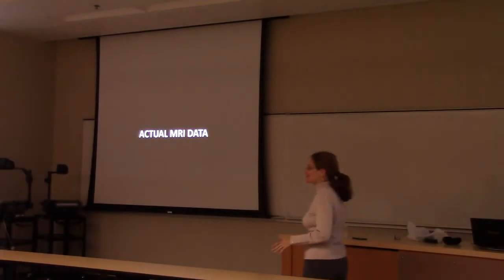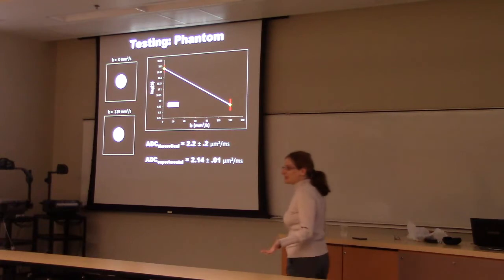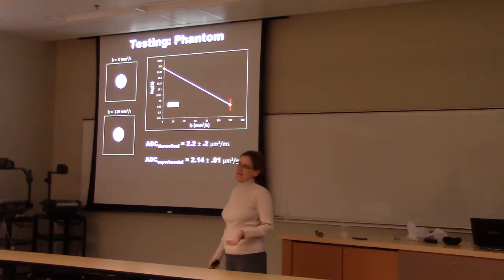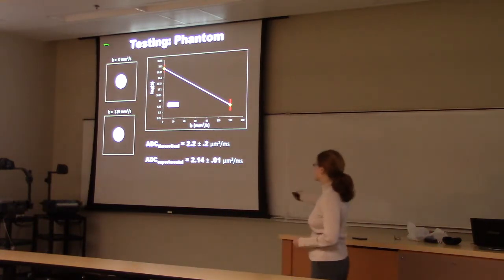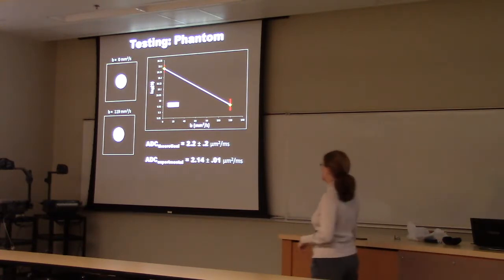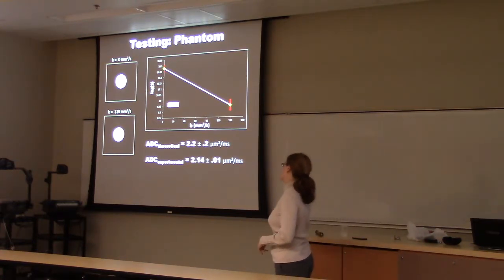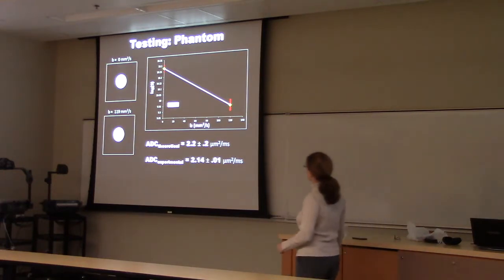So how did it work with the real MRI? So the very first thing to do is put in something you know and make sure it works. So we know what we should expect for a tube of water. So with a tube of water, without diffusion, with diffusion, that's how you fit the signal. We get this beautiful straight line. Theoretically, based on our temperature, we should have 2.2 plus or minus 0.2. We got 2.14 plus or minus 0.01. So we had it all working.